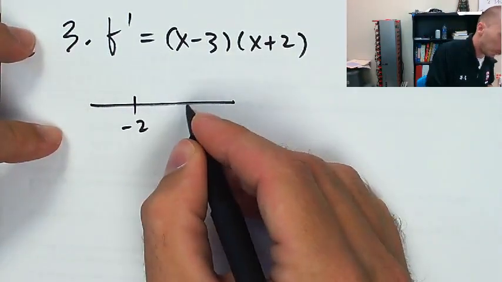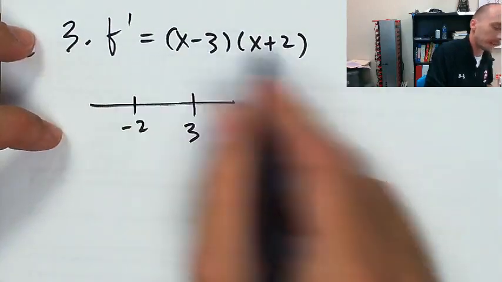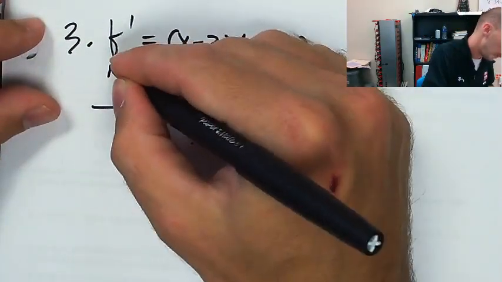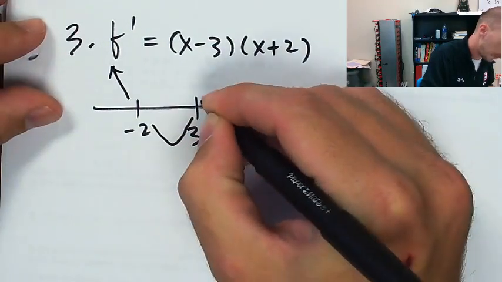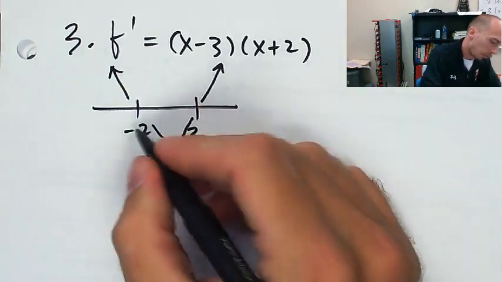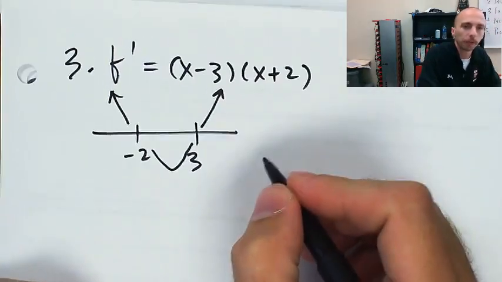Because this is equal to 0 at negative 2 and positive 3. That's going to make a parabola. It's going to open up because it would be positive x squared and some other stuff. So I'm going to go down like this and up that way. Okay, great. So the critical points are x equals negative 2 and x equals 3.